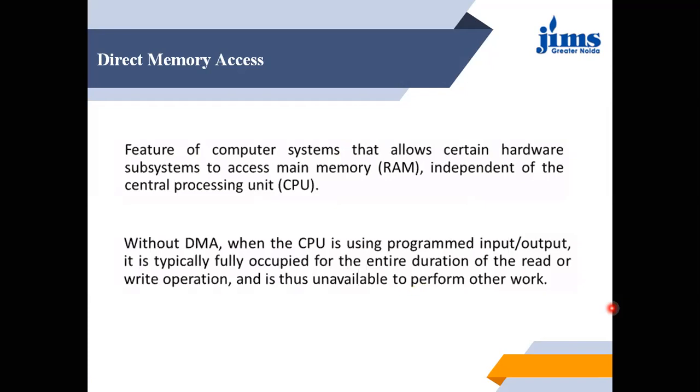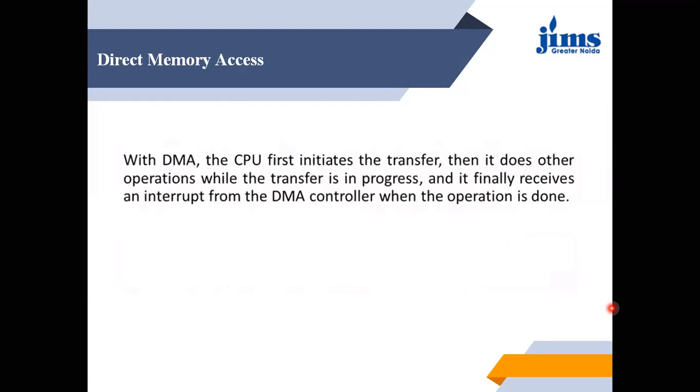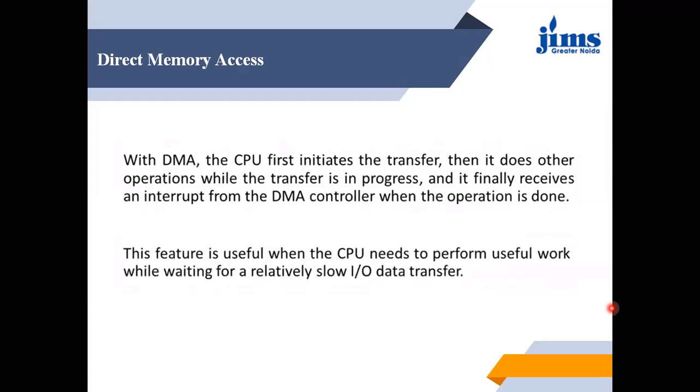content or input information. So with DMA, the CPU first initiates the transfer, then it does other operations while the transfer is in process, and it finally receives the interrupt from the DMA controller when the operation is done. We will see this when we study DMA operations in the next lecture.